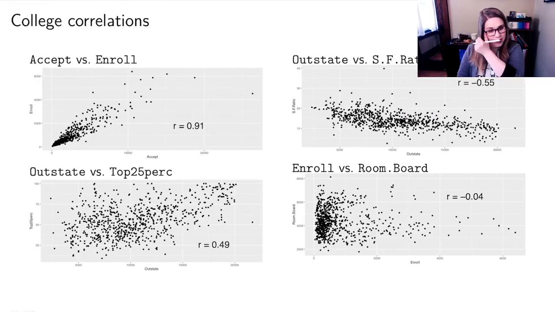So if I look at these same pictures that I was looking at before, I can see that this association that we said was positive and moderate strong has an R of 0.91. This one that we said was moderate weak has a correlation value of negative 0.55. This one that we said was kind of moderate and positive has a correlation of 0.49. And this one where we said it's pretty weak, but maybe there's a negative relationship, has a correlation of negative 0.04.